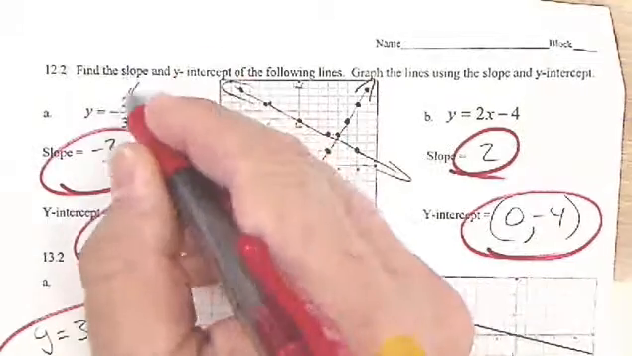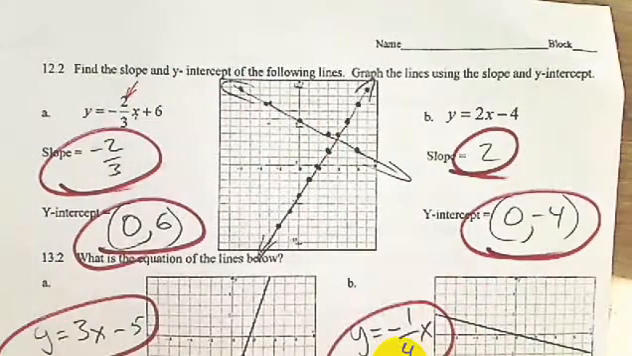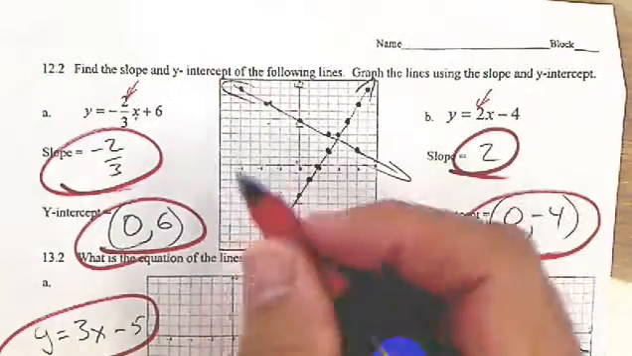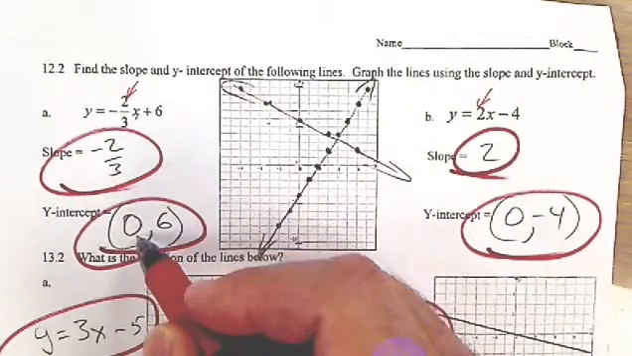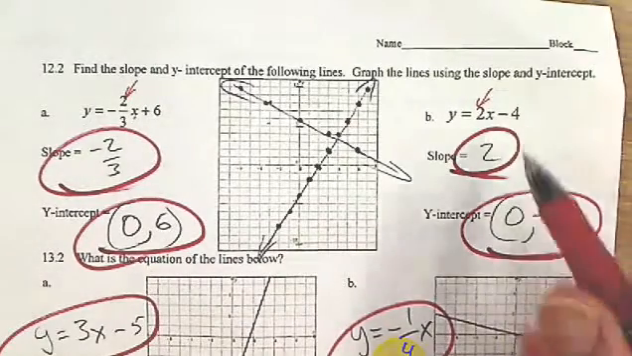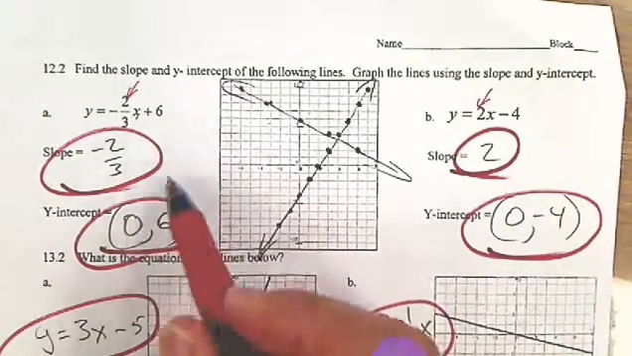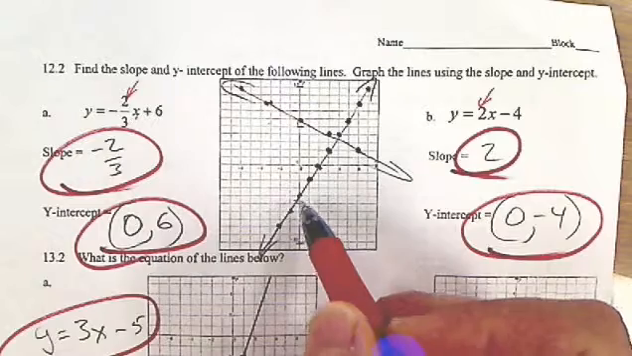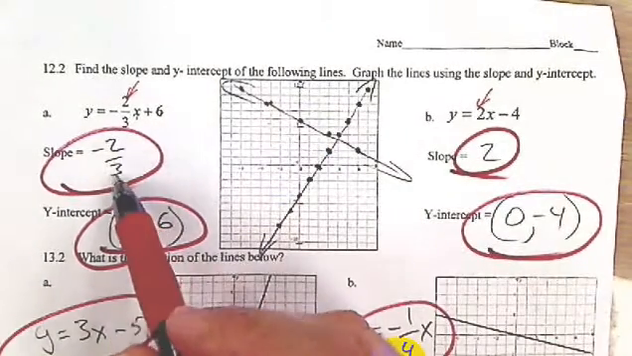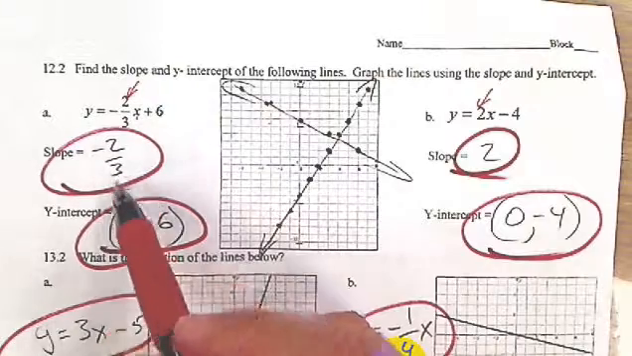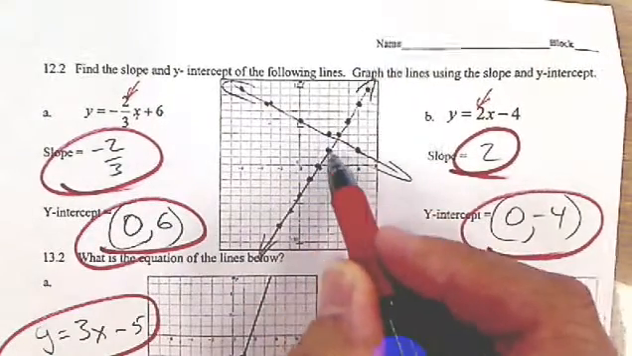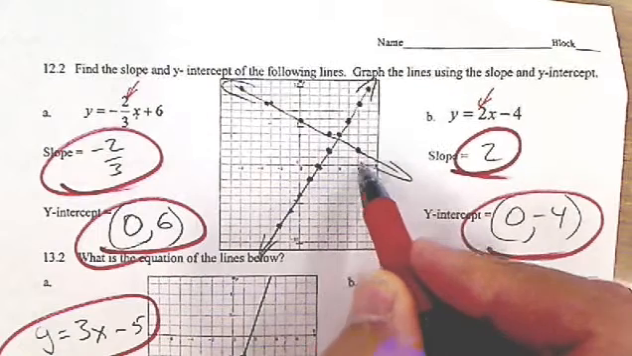Here's the slope. It's always the number that's next to the x. There's my slopes. The y-intercept is always going to be 0 comma something, 0, 6. 0, negative 4 for this one. So my y-intercept is 0, 6. It's a dot here. And then slope is negative 2 over 3 or 2 over negative 3. So I went down 2 over 3, down 2 over 3, down 2.